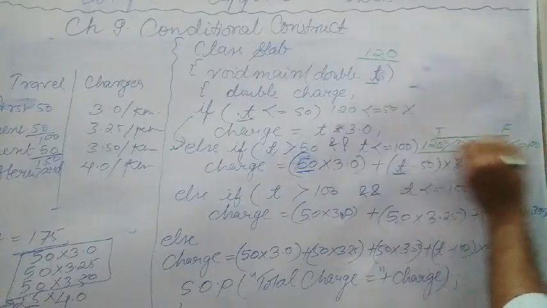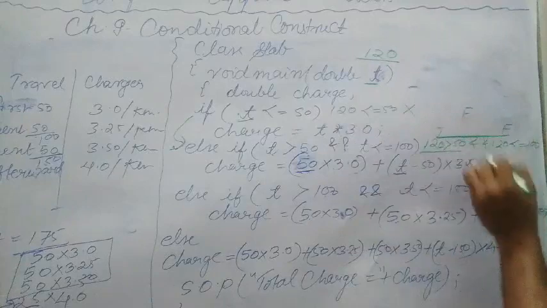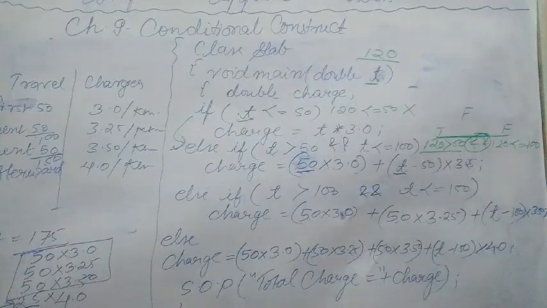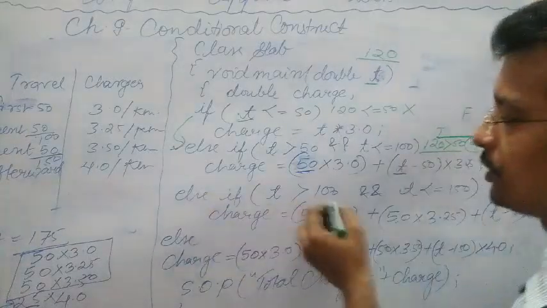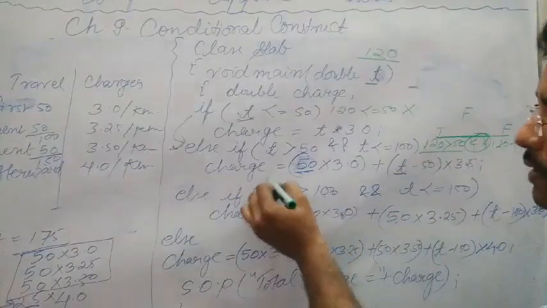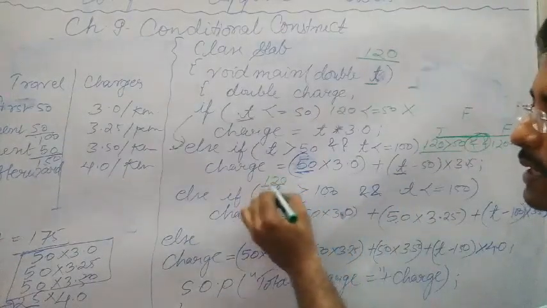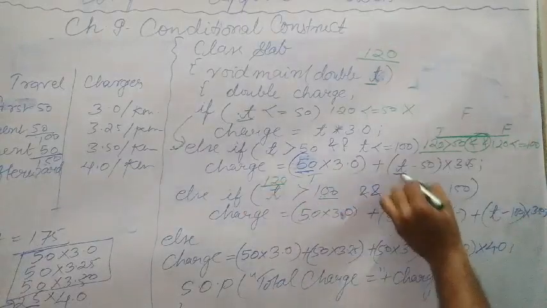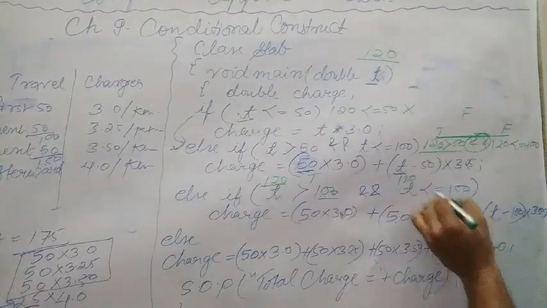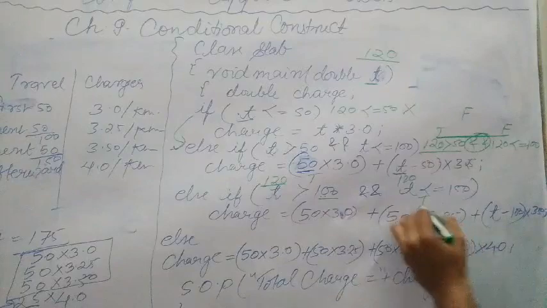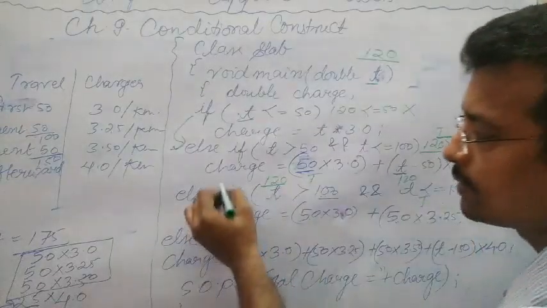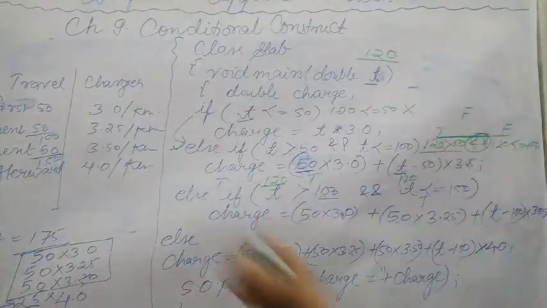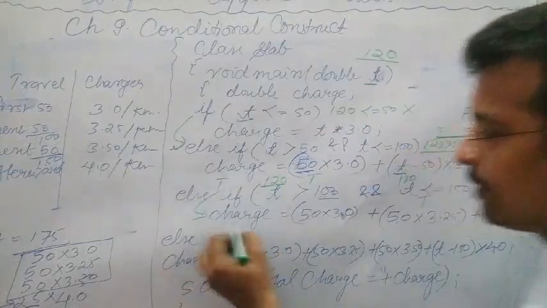So because of this, true and false will be false, because the AND operator has been used. Now the third condition. In the third condition, what is there? 120. Is 120 greater than 100? Yes, true. Next, is 120 less than 150? Yes, this is also true. So true and true will make the result true, and due to this, this particular statement will execute.